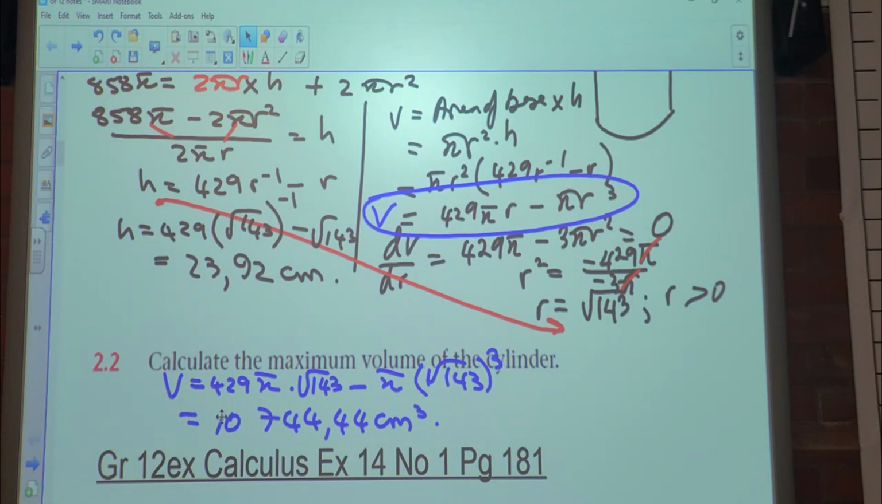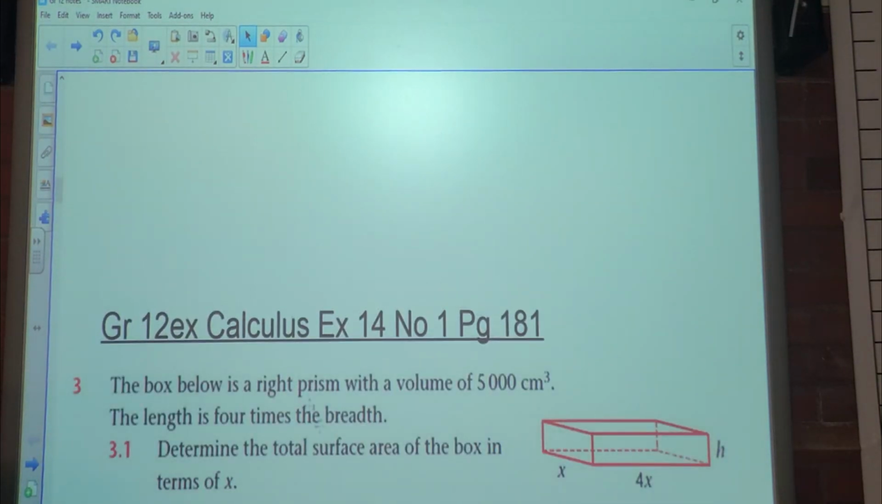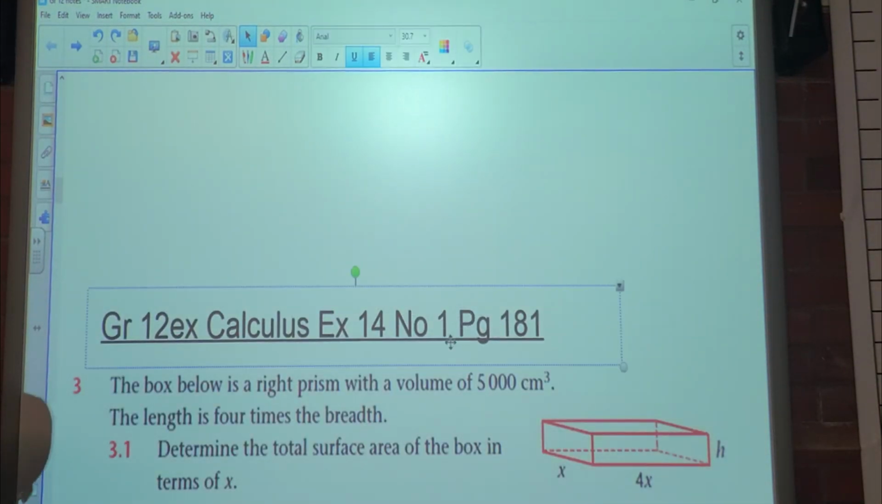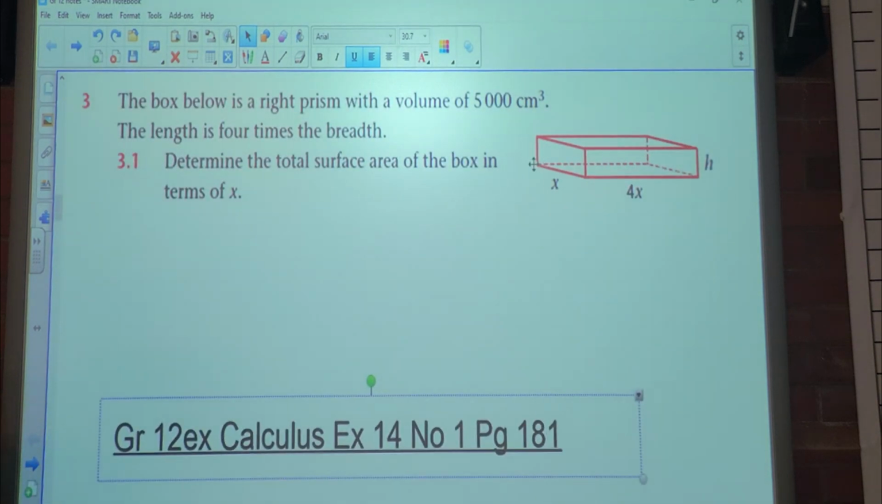Is there any confusion there? No? Yes? No question? Okay. Let's look at number 3. I'm not even changing these numbers here, you guys. Why didn't you tell me?